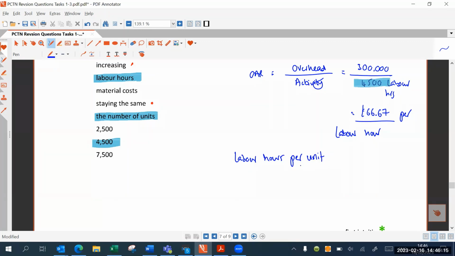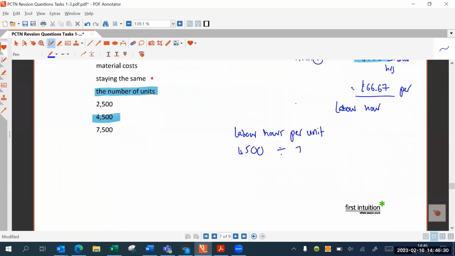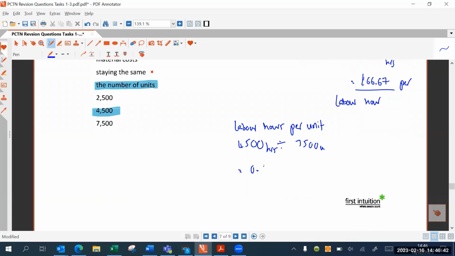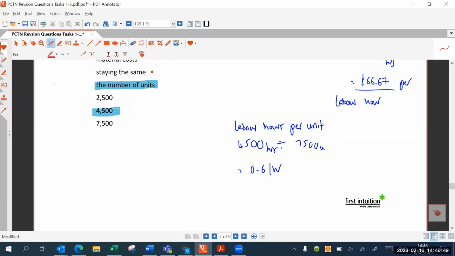So remember, I talk about that per sign as being like a division. So the number of labour hours is 4,500. We know that because we worked it in the formula here. The number of units produced is 7,500, which we worked with earlier. So 4,500 hours shared over 7,500 units gives me 0.6 of an hour. So that's very interesting. So that means that I don't actually spend a whole hour making this product. I only spend 0.6 of an hour.